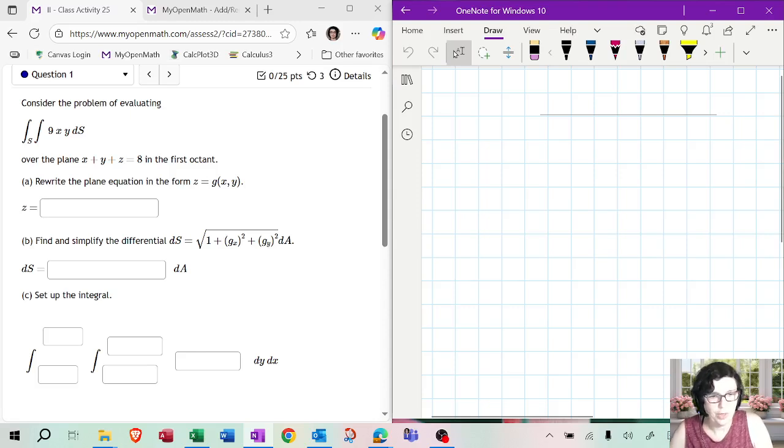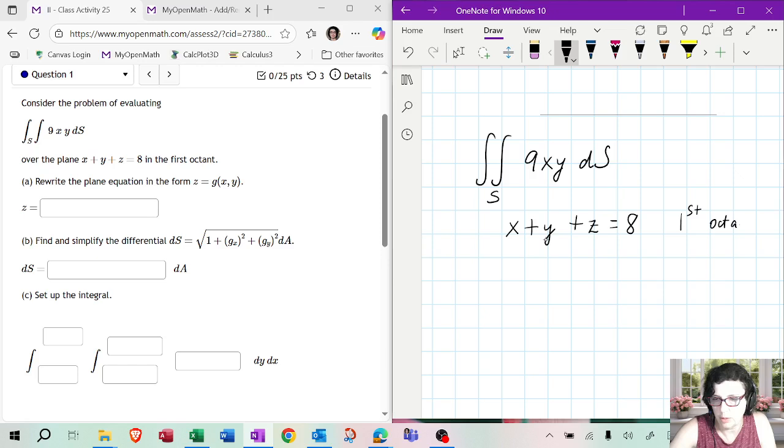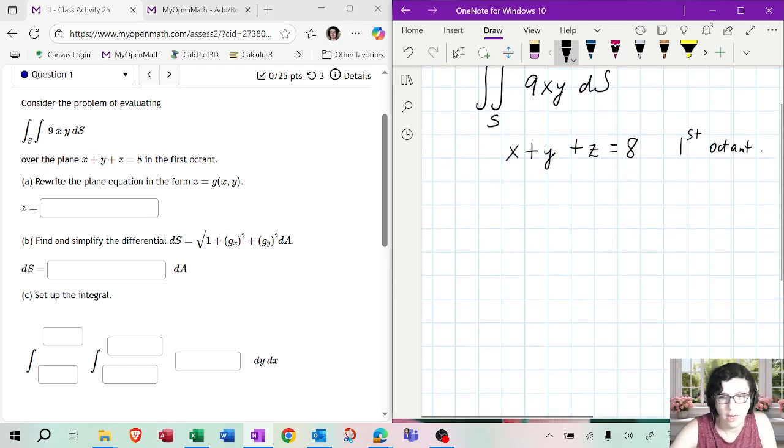In this video, we are going to take a look at computing a surface integral. So we've got here the integral of 9xy dS over some surface, I guess we'll call it S also. And the surface is actually a plane x plus y plus z equals 8. And it says in the first octant, which means that x, y, and z are positive.